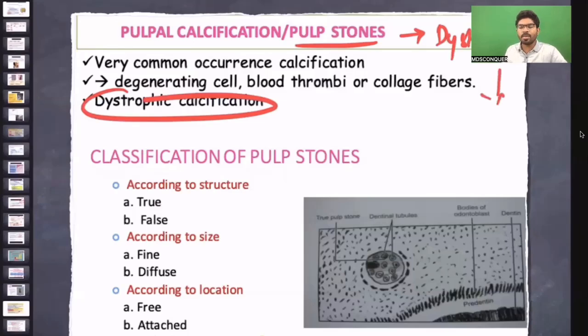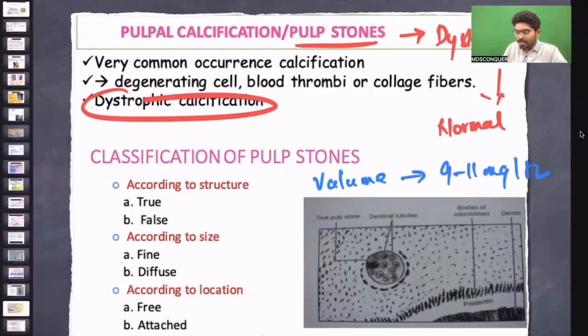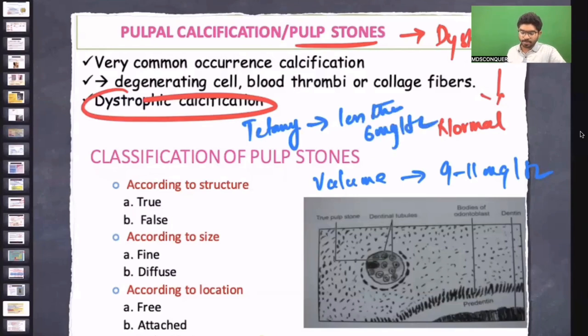Can you tell me what are the serum calcium levels in dystrophic calcification? Serum calcium levels in dystrophic calcification. Very good. Normal. The answer is normal. What is the serum calcium level value? 9 to 11 milligrams per deciliter. Tetany, in tetany, what is the value? Tetany, it is less than 6 milligrams per deciliter.